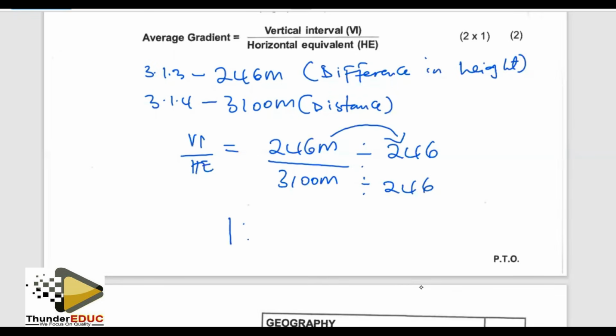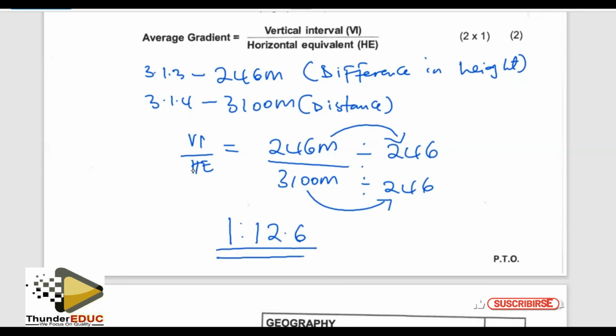Don't forget that our answer for gradient must be in a ratio. So it's going to be 1 to, then, 3,100 divided by 246. So our answer is 12.6. That's our gradient.